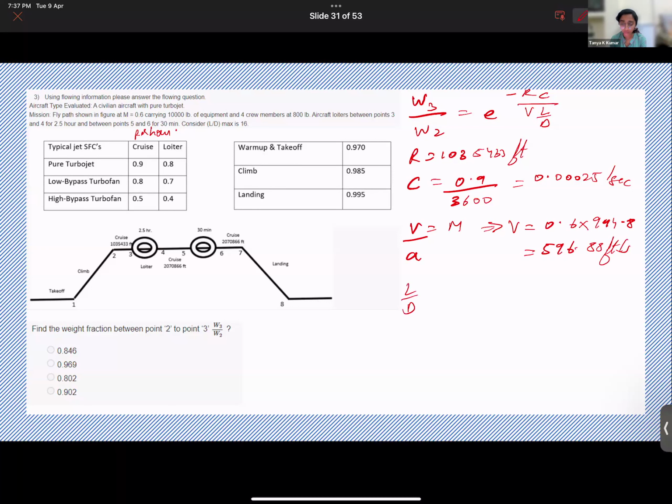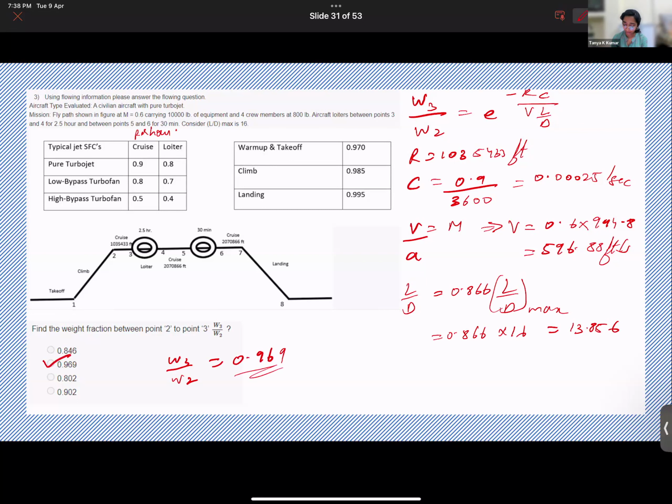Then what is the next thing? L by D. So L by D for the turbojet, what was it? It is 0.866 times L by D max. We had studied this ratio. L by D max is given to you as 16. How much do you get? You get 13.5856. Substitute all the values and find out W3 by W2. You get 0.969. So that's this.